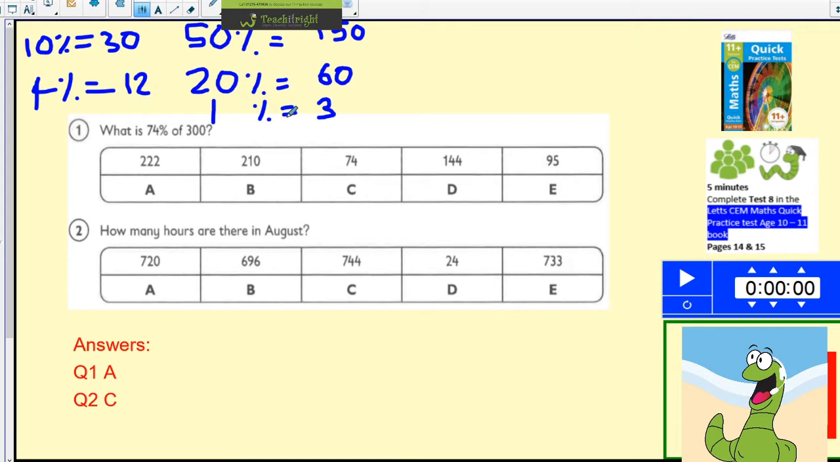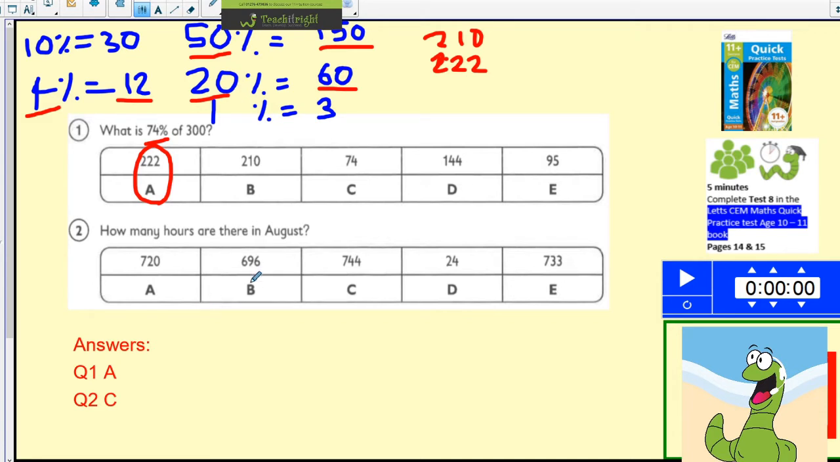So now I work out the numbers I need to actually get to 74. Well, I'll need my 4%, my 50%, and my 20%, because that adds to 74. So I'm going to do 12 plus 150 plus 60. So 150 plus 60 is 210. And then 210 plus 12 is 222. So there's my answer A.